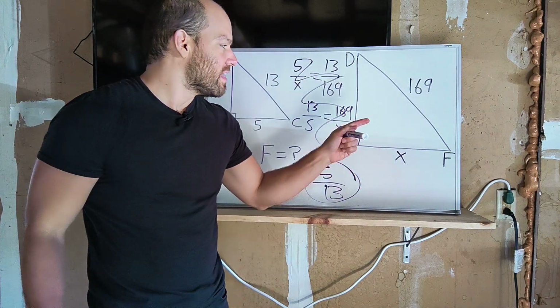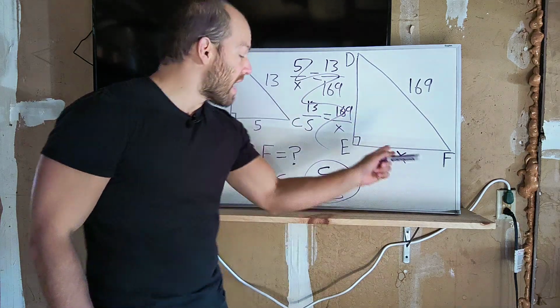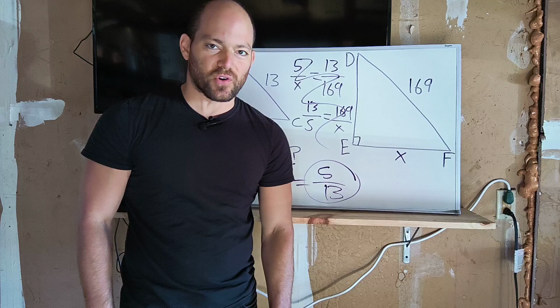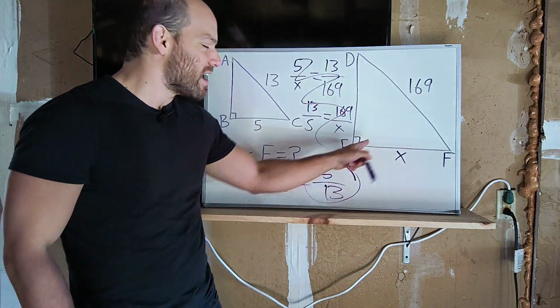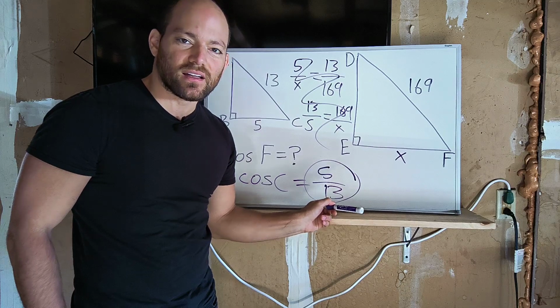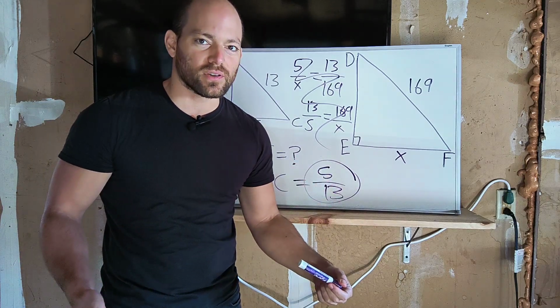We're done. This would have given us something over 169 that would have reduced to 5 over 13. So don't be saying, oh, well, it's a different number. It would have reduced to the same thing. That's how similar triangles work, okay?